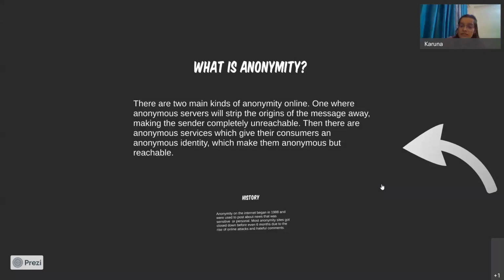In another case, these are anonymous service providers. The service is provided by some companies or individuals, where to a department which is the end user of that anonymous information, the consumers' identity is anonymous, but they can be reachable.